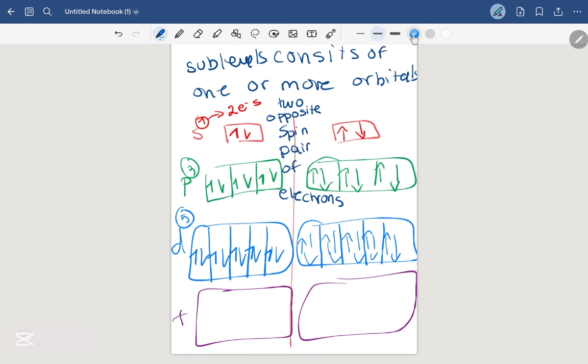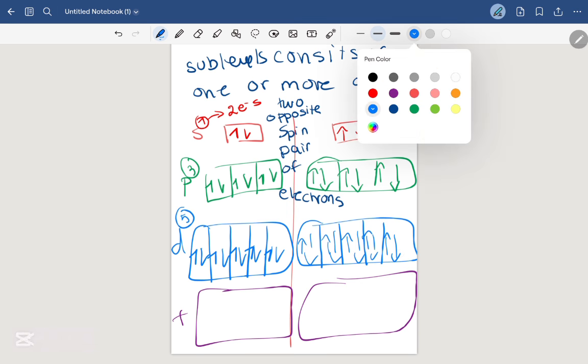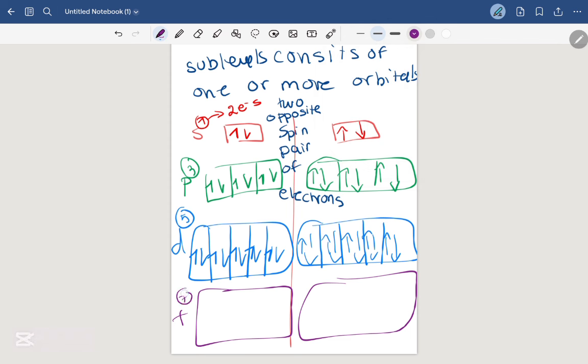And now last but not least, what do we have? We have the F, which consists of 7 orbitals, so this is going to be a bit tricky. 1, 2, 3, 4, 5, 6, and 7.